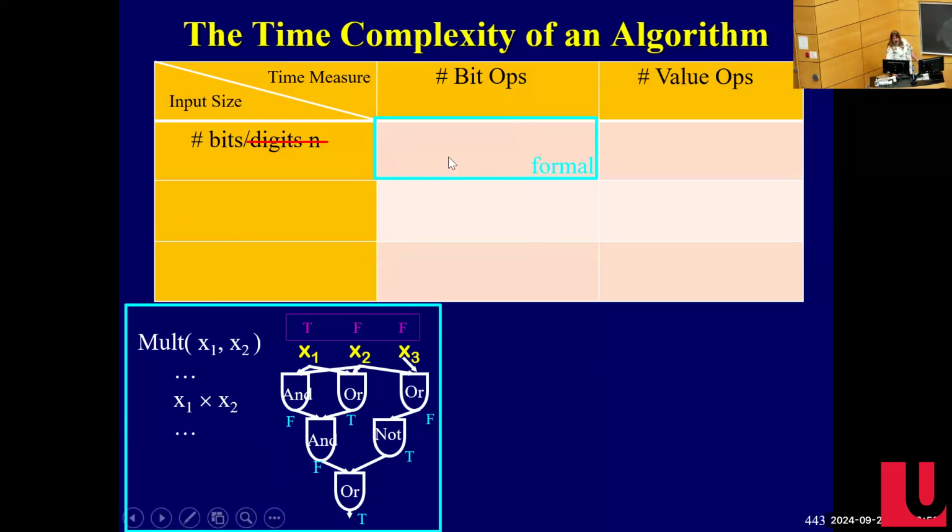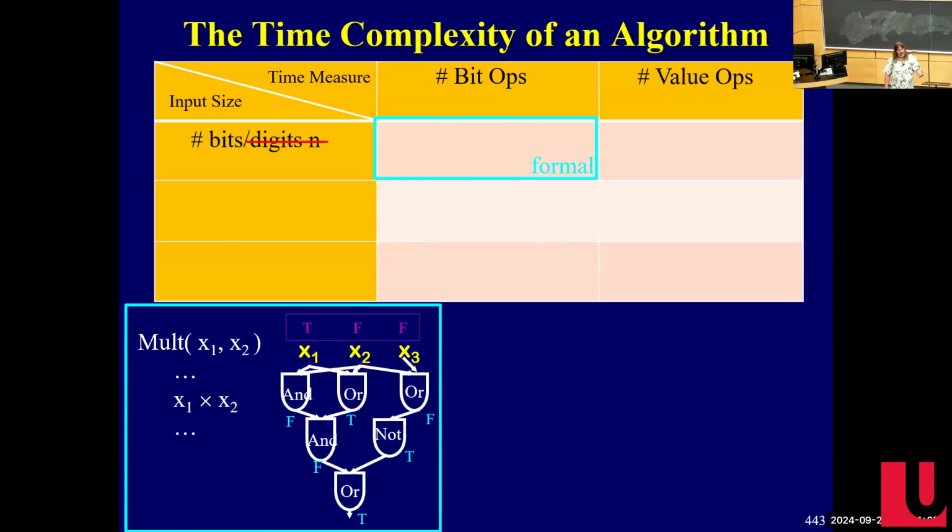And this model up here is the formal model. If you ask somebody in theoretical computer science, what's the formal model of computation? They would say this: we're comparing bit operations to the bits coming in. Everybody good?